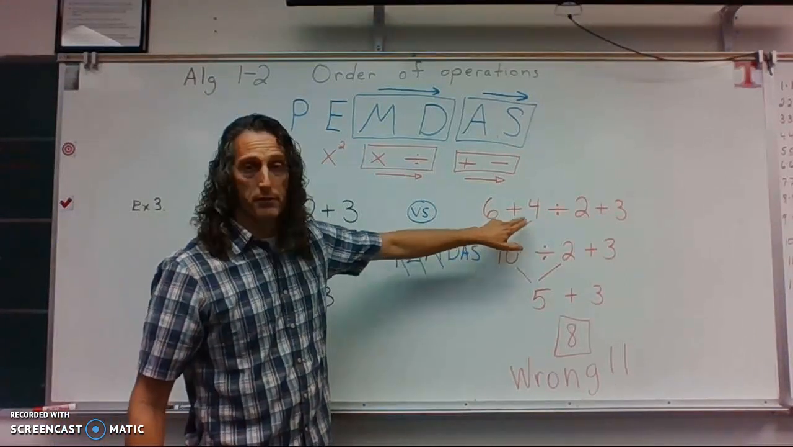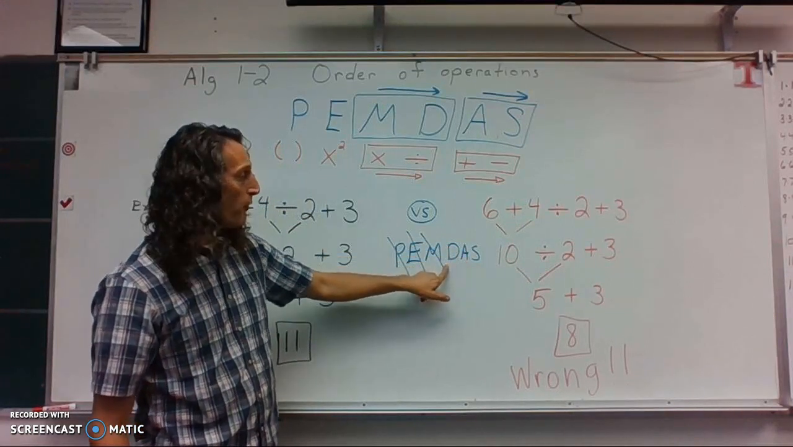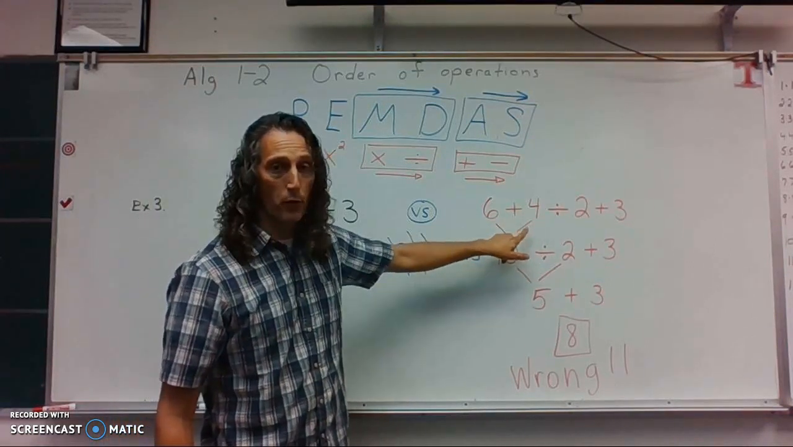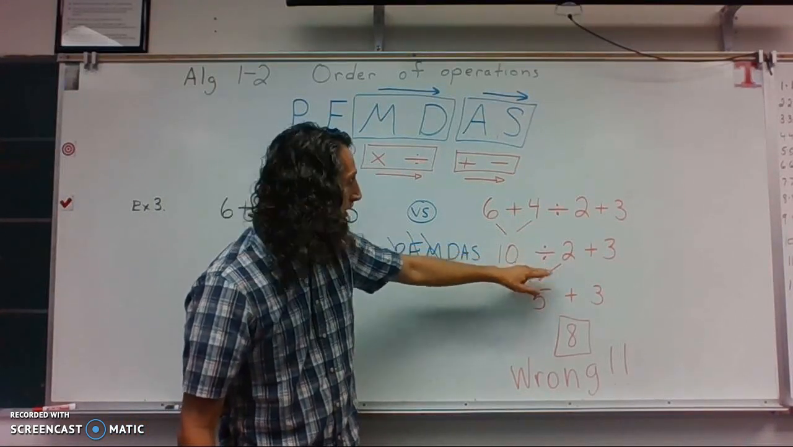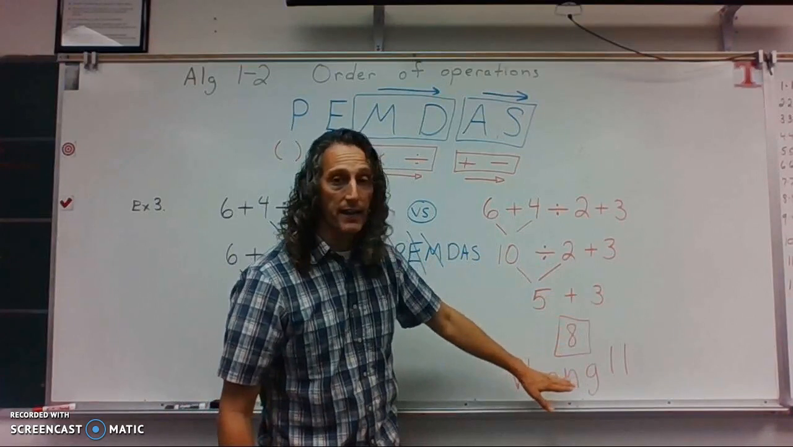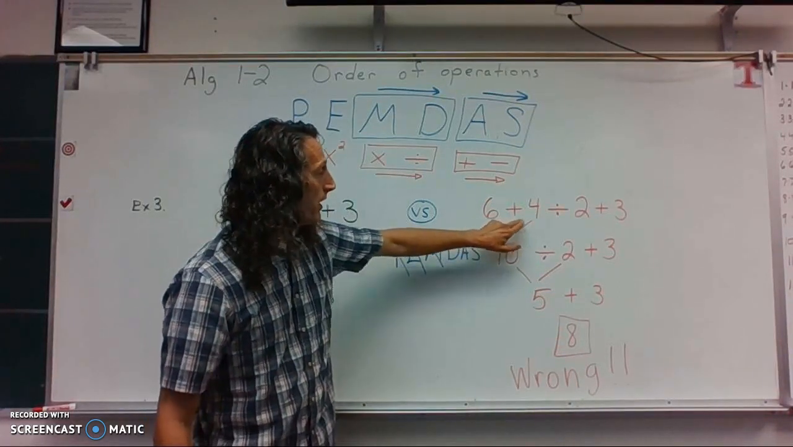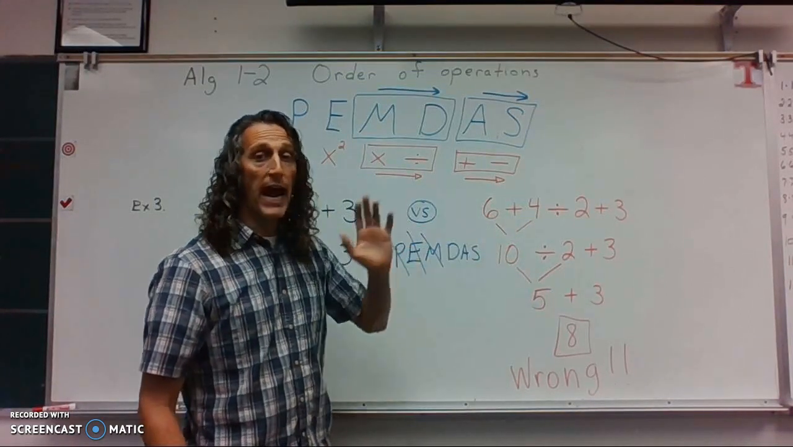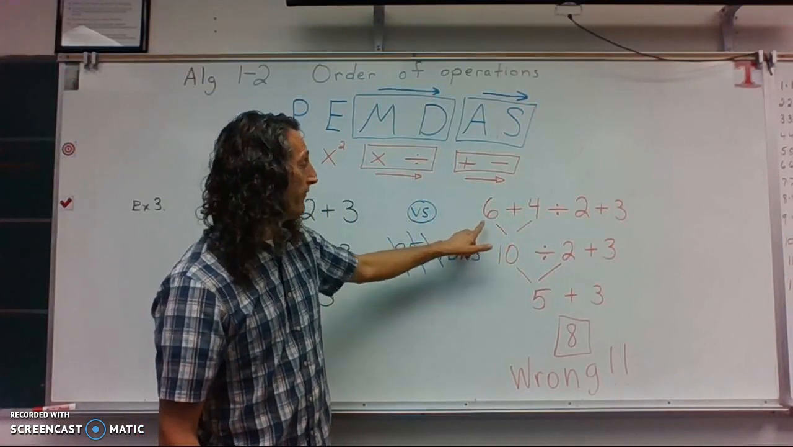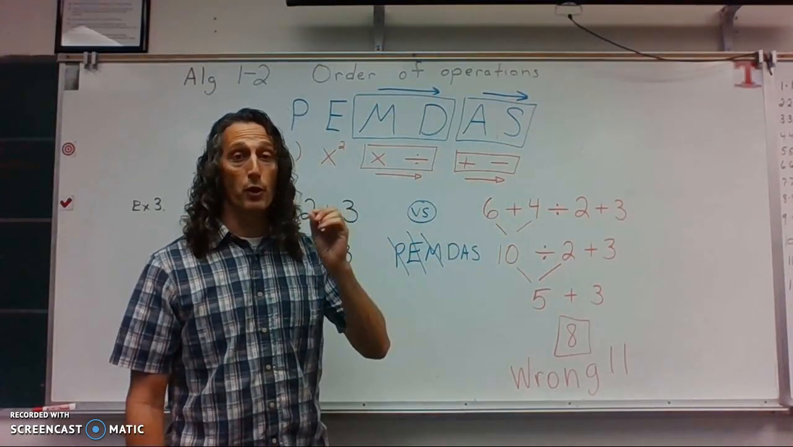They added first. Right? They added before they divided. They added 6 plus 4, and they got 10. Now they went to division and got 5, and then they added. But their first mistake was doing this addition first. Okay? We have to get past the fact that if it shows up first, that means we do it first. That's not it. There's an order.